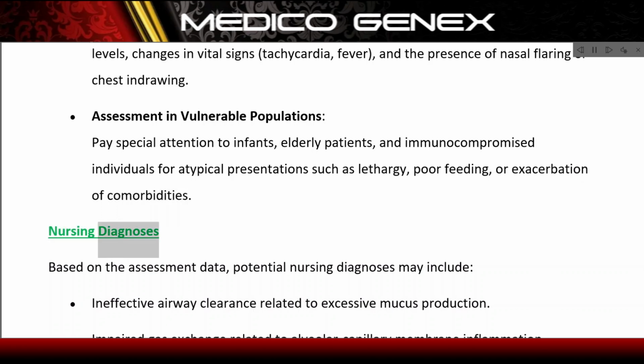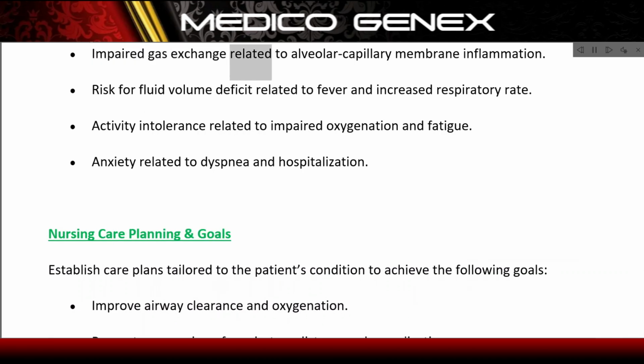Nursing diagnoses. Based on the assessment data, potential nursing diagnoses may include ineffective airway clearance related to excessive mucus production, impaired gas exchange related to alveolar capillary membrane inflammation, risk for fluid volume deficit related to fever and increased respiratory rate, activity intolerance related to impaired oxygenation and fatigue, anxiety related to dyspnea and hospitalization.